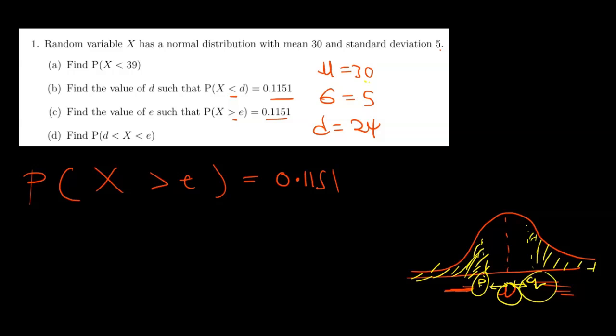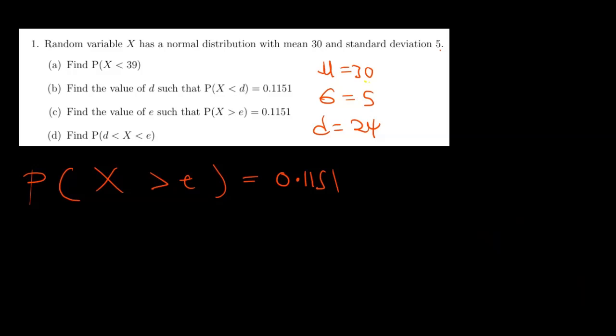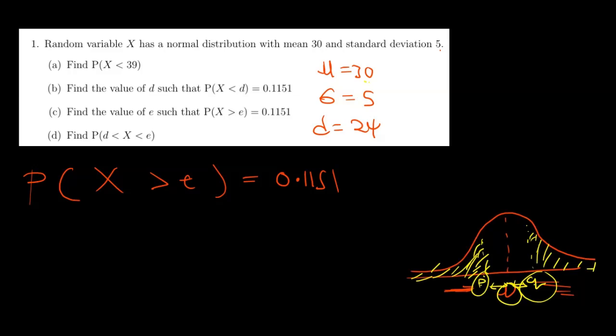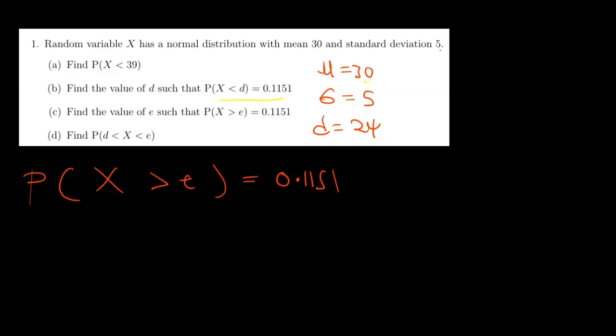In other words, if the probability is the same on the right hand side, we have to apply the symmetry of the normal distribution. So this expression here, we can change to one with a less than, just like the one that we did there.